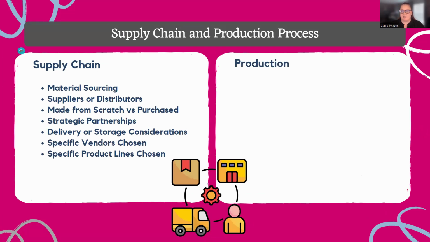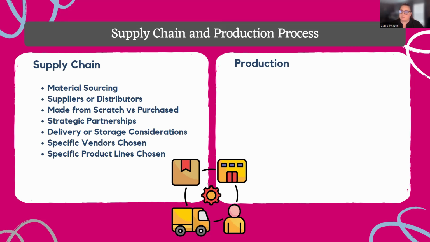Let's think about the supply chain. How will you get things to your facility or to your clients? Material sourcing, if you're making things from handmade items. Suppliers or distributors, if you've made any choices in that area, you should list those in your business plan. Made from scratch versus purchased, what percentage of the things do you sell or provide to your clients that are made from scratch versus pre-made and purchased? Any strategic partnerships that have influenced your decisions, such as rebate offers or volume discounts.